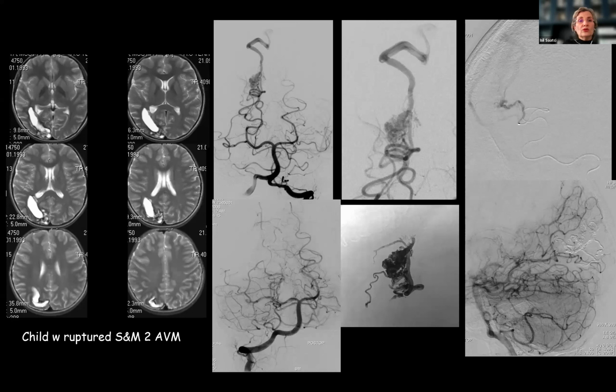Here are some old examples. More than 20 years ago, we treated this occipital AVM, for example, which is a perfect or classical candidate for surgery. However, it's also a straightforward and very easy case for endovascular treatment. And we were able to cure it with embolization alone.